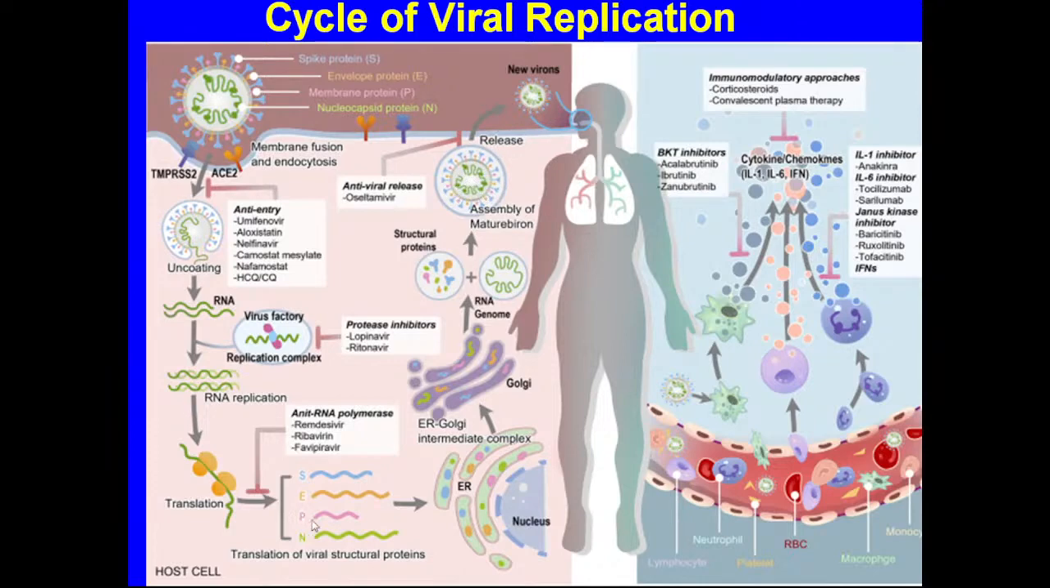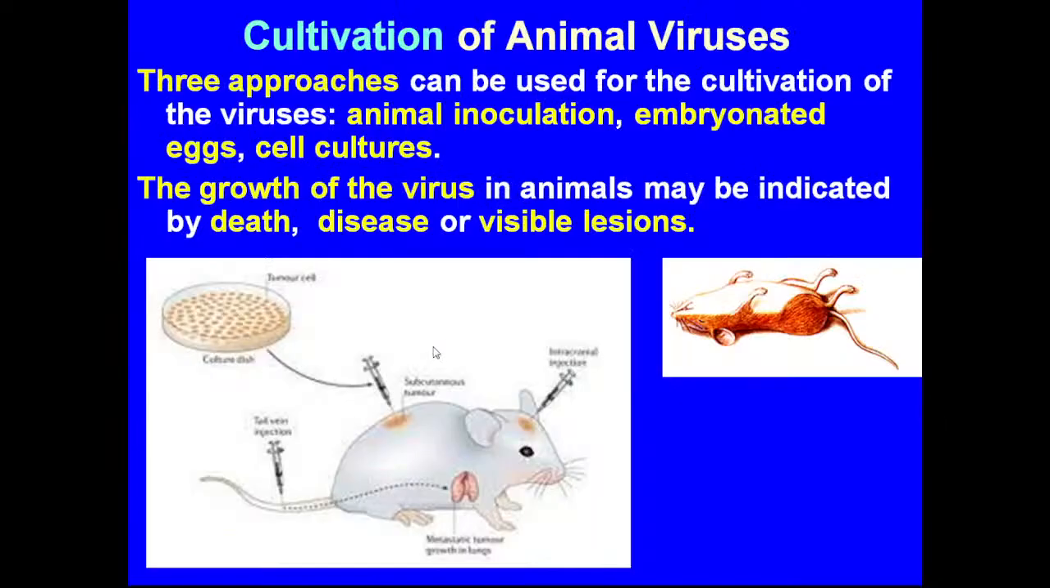So you see here that different stages of viral replication in the host cell can be blocked by different types of drugs. That's how we may develop antiviral drugs. My dears, antiviral drugs are not antibiotics. So please don't confuse antibacterial drugs and antiviral drugs. The principle of antiviral drug development is different from that of antibacterial drugs.